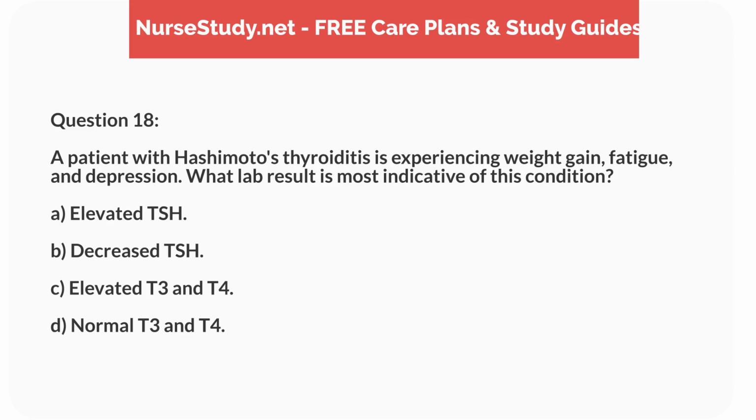Question 18. A patient with Hashimoto's thyroiditis is experiencing weight gain, fatigue, and depression. What lab result is most indicative of this condition? A. Elevated TSH. B. Decreased TSH. C. Elevated T3 and T4. D. Normal T3 and T4.